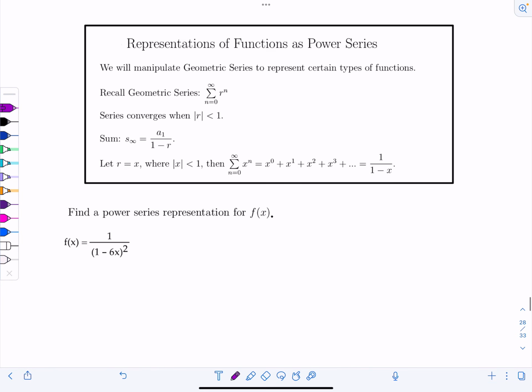So, representations of functions as power series. We manipulate geometric series to represent certain types of functions. So remember, geometric series, you could start at 1, you could start at 0. That'll switch up from time to time. But the OG, the sum from n equals 0 to infinity of r^n, or x^n, when you take the infinite sum, it's 1 over 1 - x, based on finding a sum of an infinite geometric series. That is like your building block. That is your bread and butter.